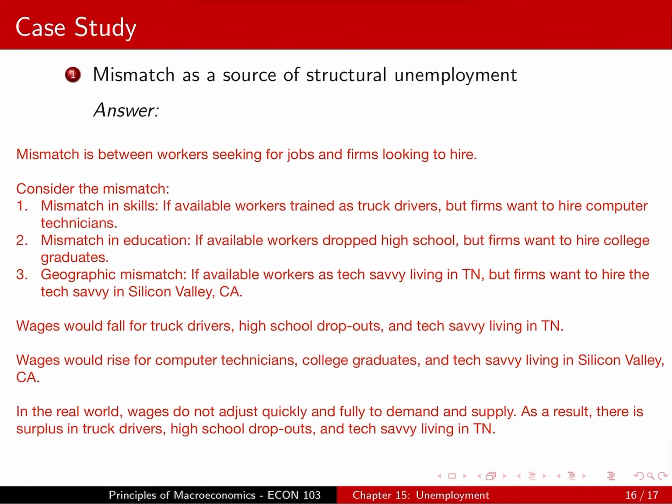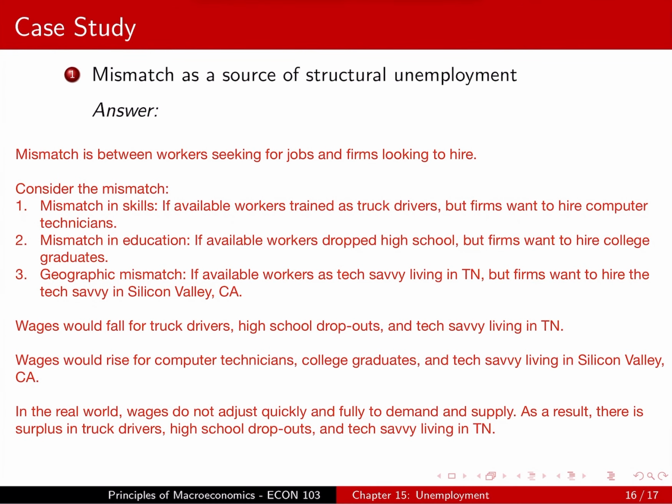In response to these mismatches, wages for truck drivers, high school dropouts, and tech-savvy workers in Tennessee would generally fall because there is an oversupply of workers relative to the demand for their skills. Conversely, wages for computer technicians, college graduates, and tech-savvy workers in Silicon Valley, California would rise due to a higher demand relative to the supply of qualified candidates.